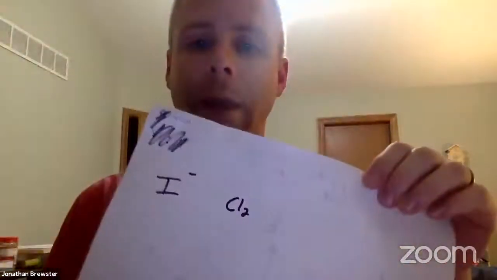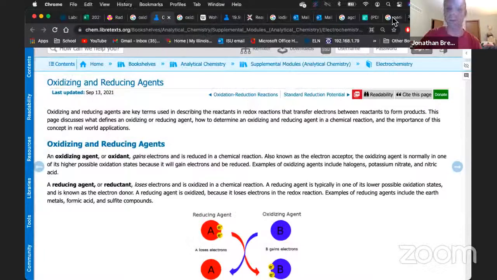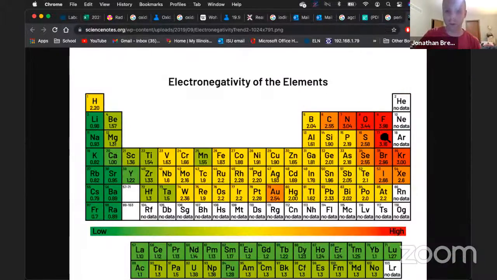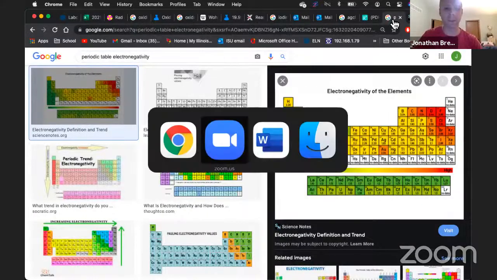So we don't need that. We have iodine with his negative charge. We have chlorine. And the thing about chlorine is if we look on this periodic table here, iodine's desire for electrons, electronegativity, is 2.66. Chlorine is 3.16. It wants electrons more than iodine.